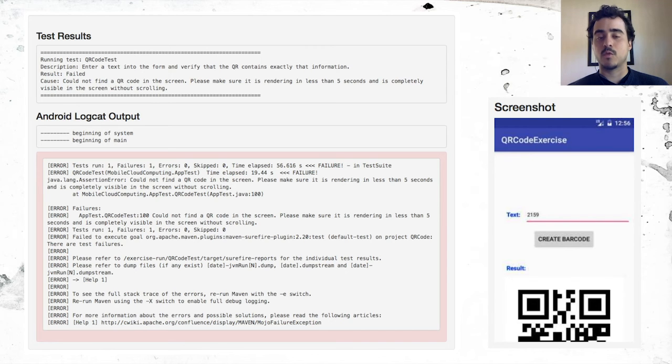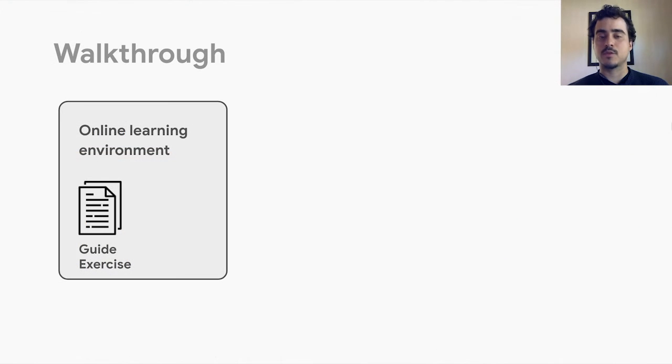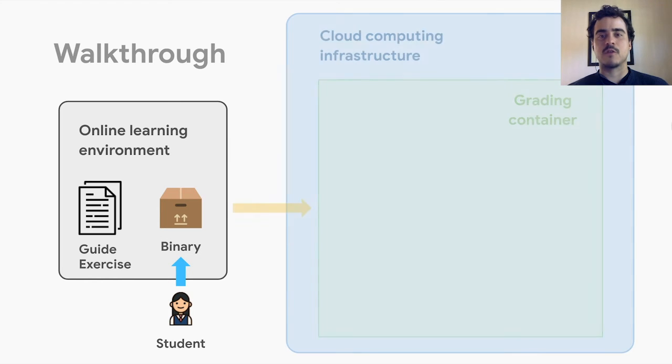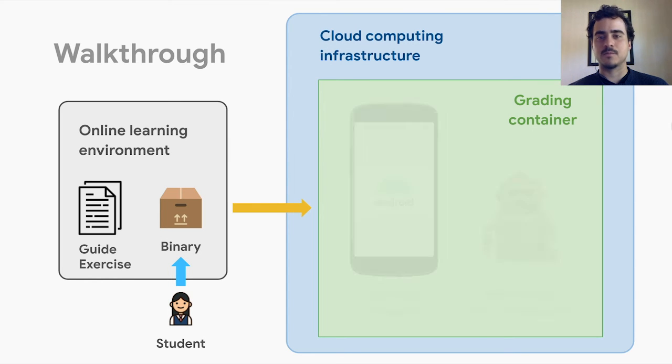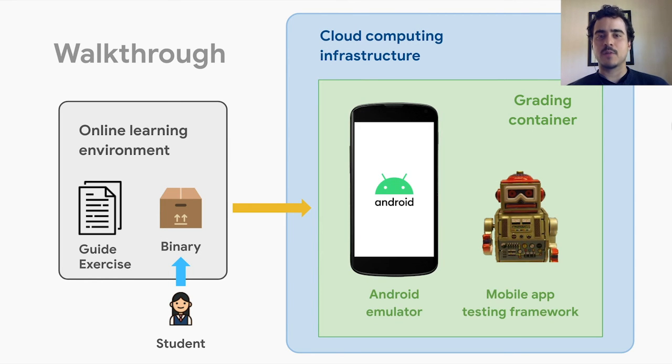But let us look at what happens behind the scenes. The student's submission of the mobile application as a binary triggers the creation of a software container running in the cloud. An Android emulator is started inside the container, and the application binary is installed. Containers are easy to scale, so multiple submissions can be handled in parallel without interference.